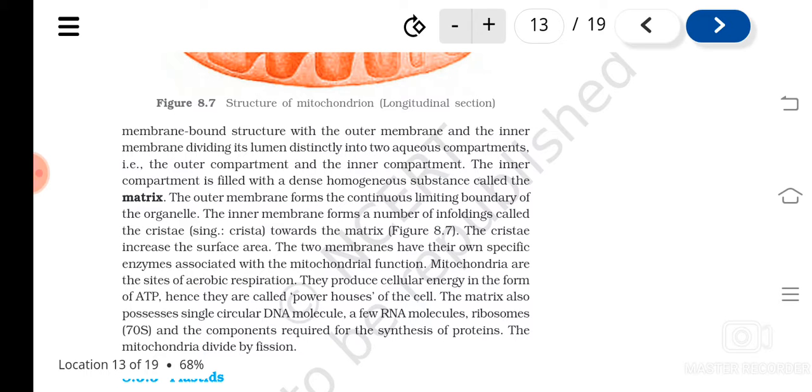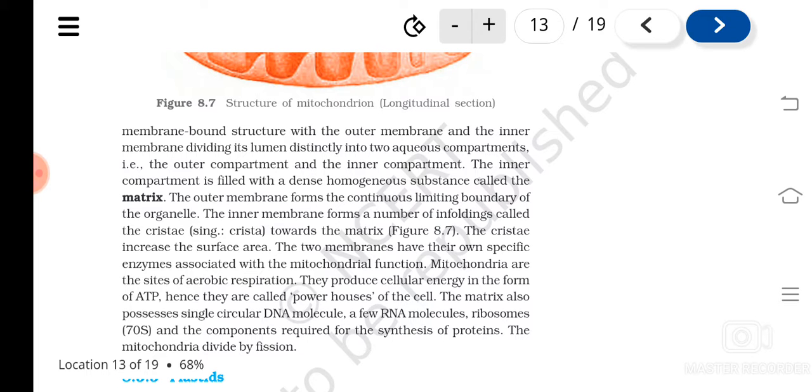Understood? So mitochondria are the site of aerobic respiration, isn't it? So they produce what? ATPs. ATPs they are producing from what? The oxidation of food. We have studied this in 10th class, isn't it?